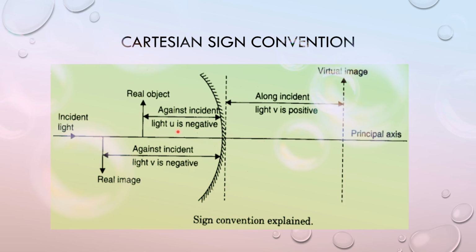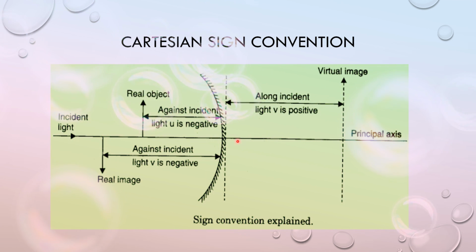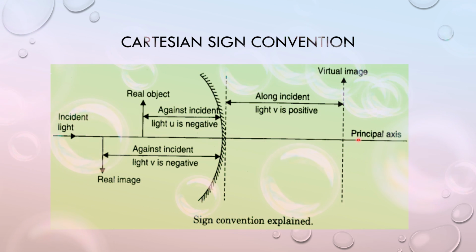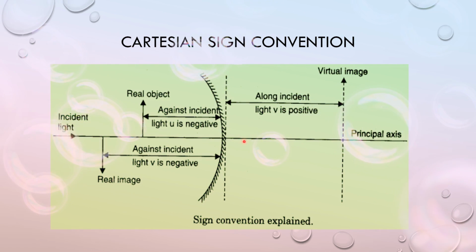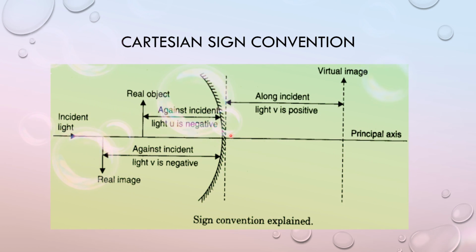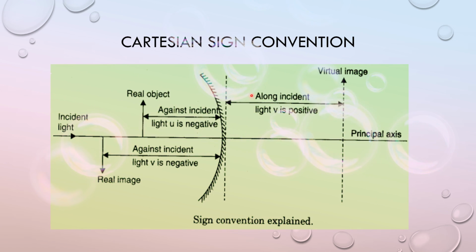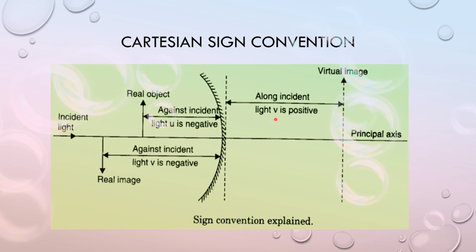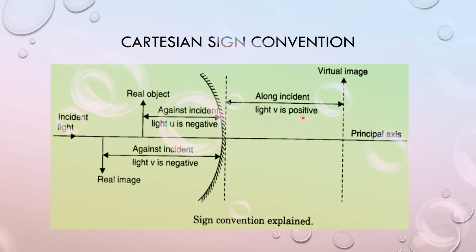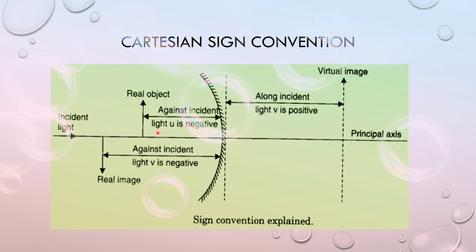So here we can say that all the distances are measured from the pole of the mirror, which is nothing but the optic center. Okay, so next we should know which one is positive and which one is negative. Easily we can say that the distance measured in the same direction as the incident light is taken as positive. So that's what we are taking, along the incident light. Here V is positive, but here U is negative because here it is against the incident light.